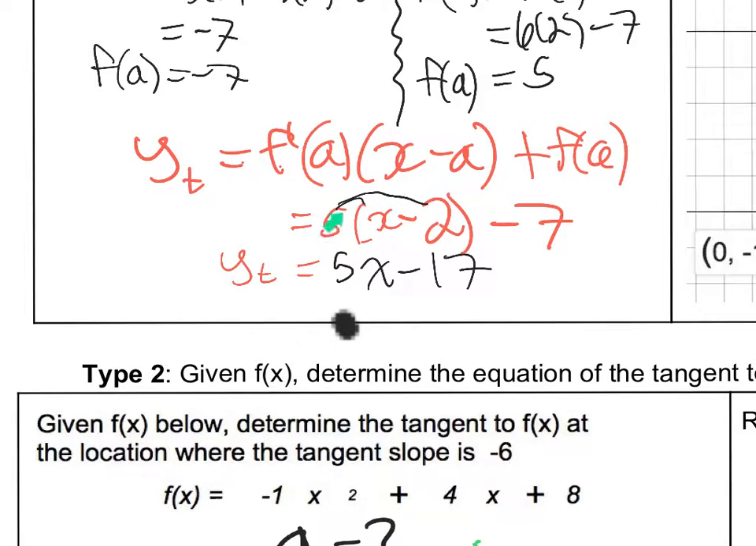If I want to, I can expand through the brackets. 5 times x is 5x. 5 times negative 2 is negative 10. And then I've got the negative 7. So I'd have negative 10 minus 7, which would be negative 17. So if you put it into y equals mx plus b, it's that right there.